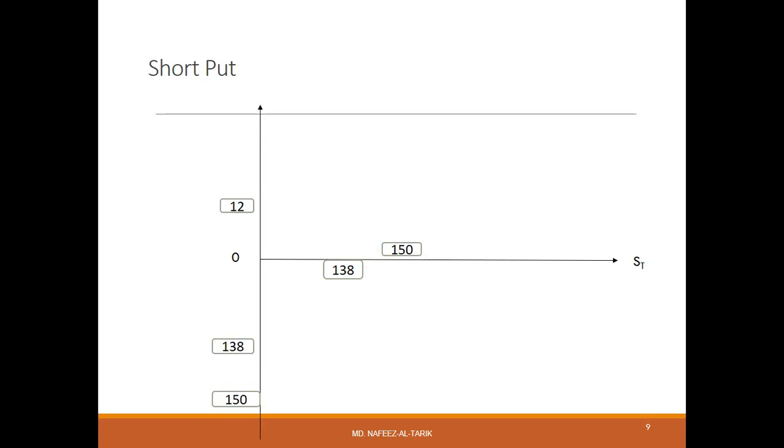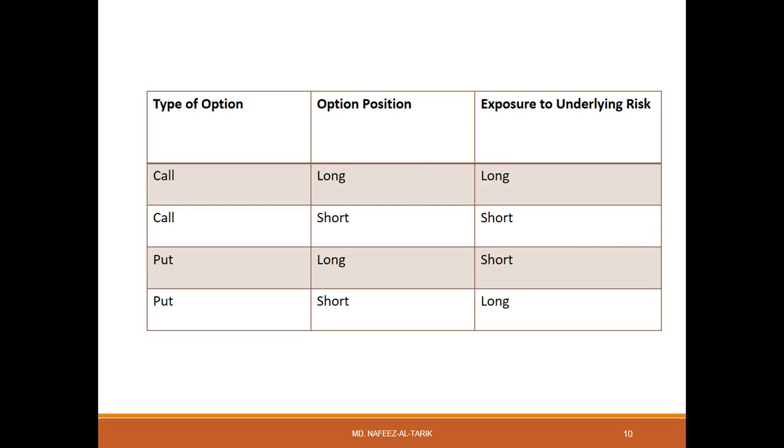In case of a short put, the seller will incur loss when the underlying price is below 138. But the seller will make profit when the underlying price goes up above 150. So in case of a put option, the writer wants the underlying price to go up, but the buyer of the put option wants the underlying price to go down.